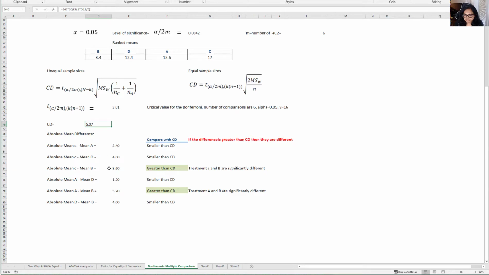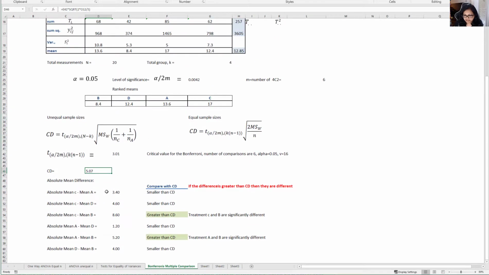So I calculated for each of those pairs the difference of the means, and then the absolute value of them. I just calculate the absolute value difference between the means, and then I try to see if the difference we have is greater than the CD value or not. If any of them are greater than the CD value, that means they are actually different. If they're less, they're not different, they're similar.